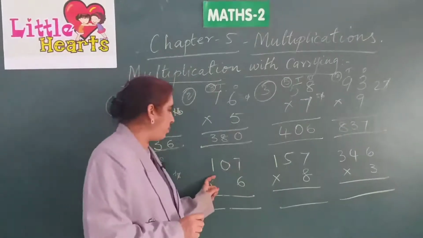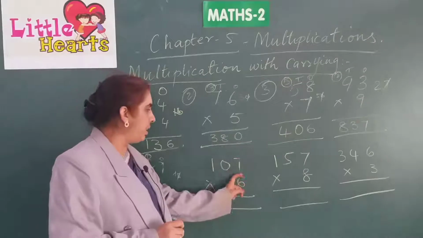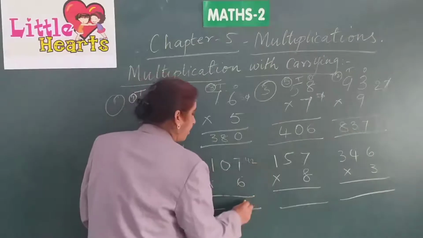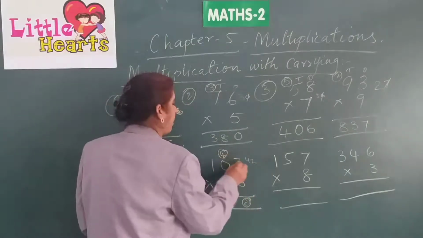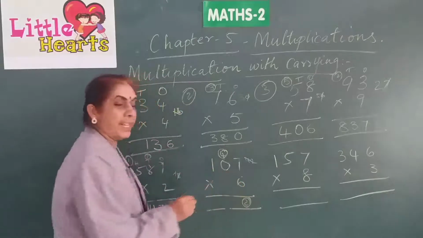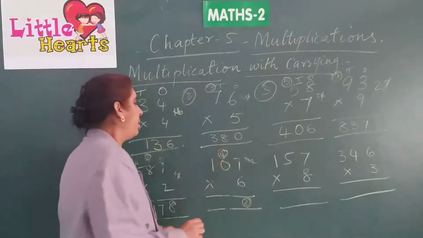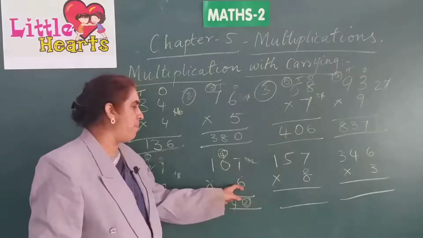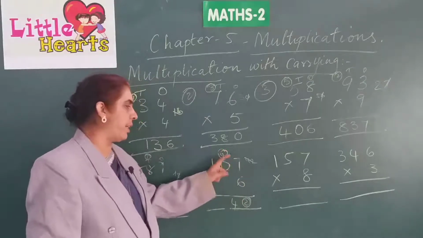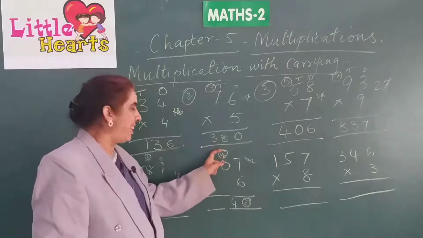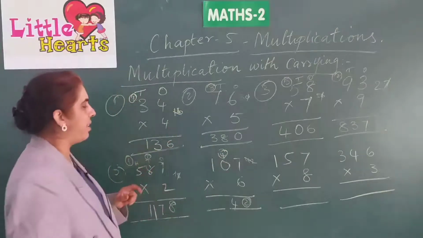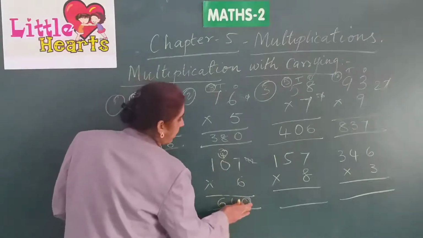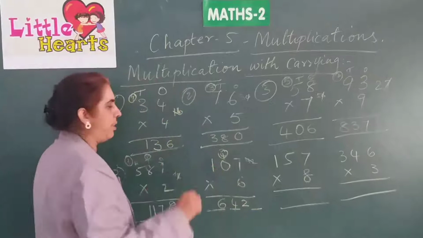And coming to the next, 107 into 6. 6 sevens are 42. 2 in the ones place, carry 4 here. 6 zeros are 0 plus 4. 4 here. Never multiply the carryover number with the multiplier. We should not multiply 6 fours. 6 zeros are 0 plus 4. Carryover number should only be added here. So 6 zeros are 0 plus 4, 4. 6 ones are 6. 642 is the product of 107 into 6.